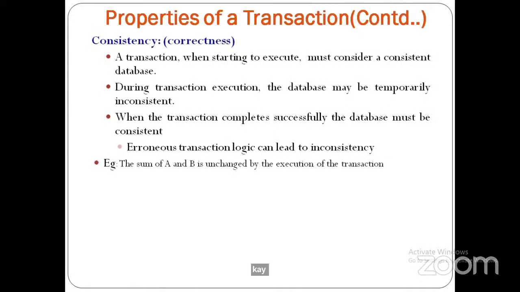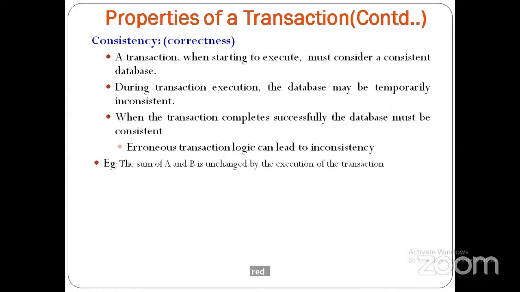The second property is consistency. Consistency is nothing but correctness. A transaction, when starting to execute, must be in a consistent, correct state. During the transaction execution, the database may be temporarily inconsistent. When the transaction is completely and successfully done, the database must be consistent. Okay. So for example, the sum of A and B: before the transaction, A plus B is 500 plus 200, 700. After the transaction, it may become 400 plus 300. Same. The database is in a consistent state.